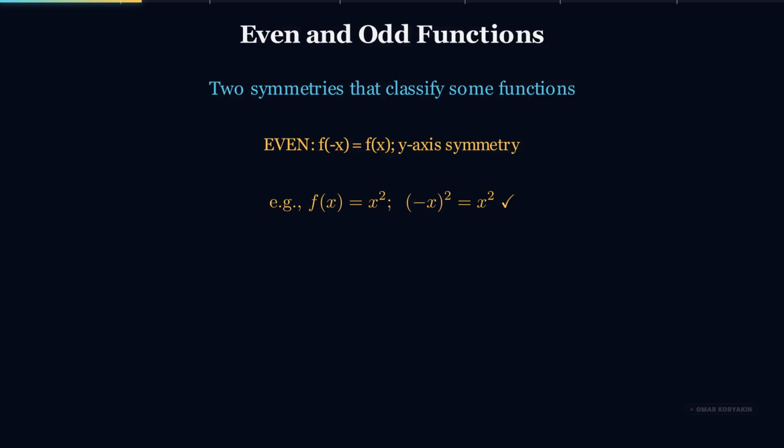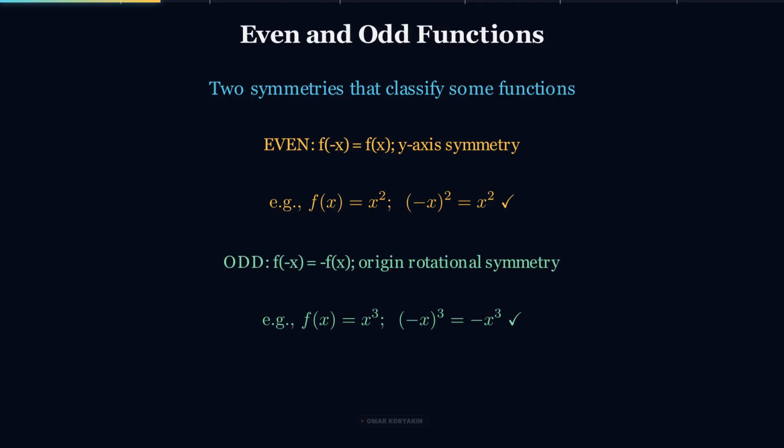A function f is odd if f of negative x equals negative f of x for every x. Geometrically, the graph of an odd function has 180 degrees rotational symmetry around the origin. Rotating the graph half a turn gives back the same graph. Polynomials with only odd power terms and no constant are odd. Examples include x cubed plus x to the fifth.